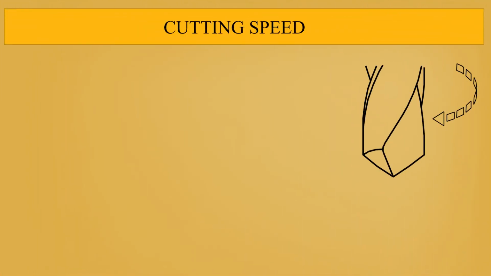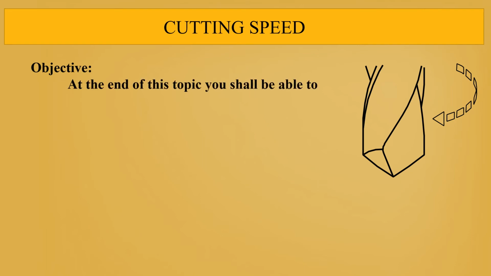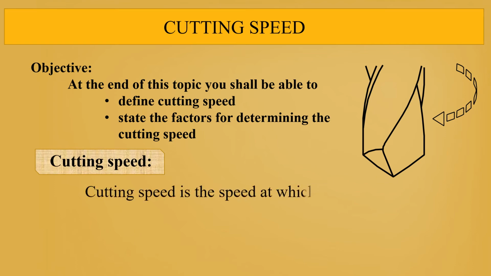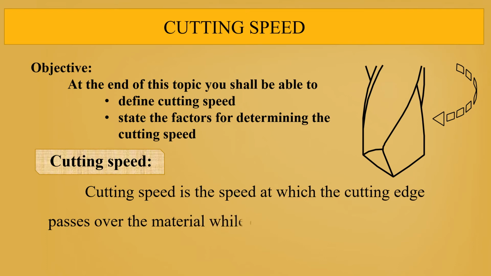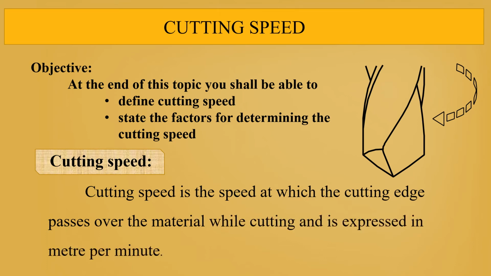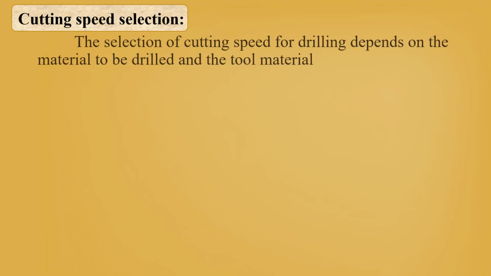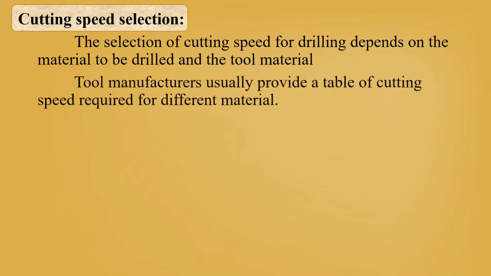Cutting speed. Objective. At the end of this topic, you shall be able to define cutting speed. State the factors for determining the cutting speed. Cutting speed is the speed at which the cutting edge passes over the material while cutting and is expressed in meter per minute. Cutting speed selection. The selection of cutting speed for drilling depends on the material to be drilled and the tool material. Tool manufacturers usually provide a table of cutting speed required for different material.